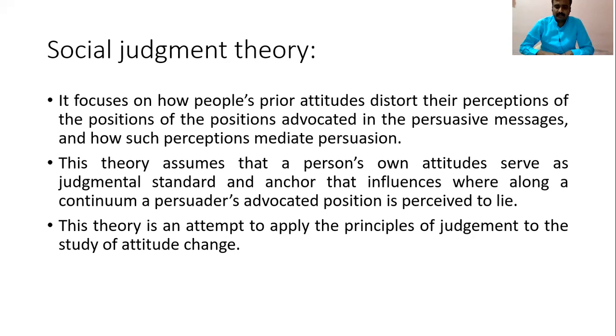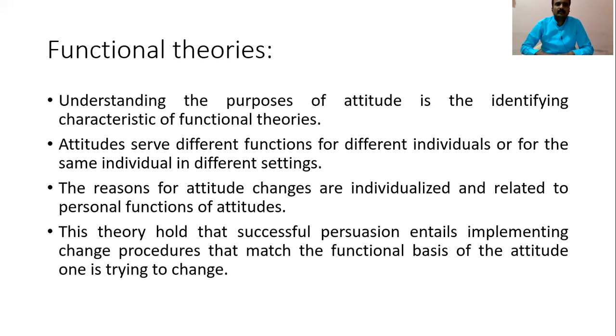Conversely, a greater contrast produces more negative evaluation of message content, which produces lesser amounts of attitude change. And if there is any ambiguity, confusion enhances the likelihood of a judgmental distortion. So these are some of the theories that come under social judgment theory. And the next one is functional theories.